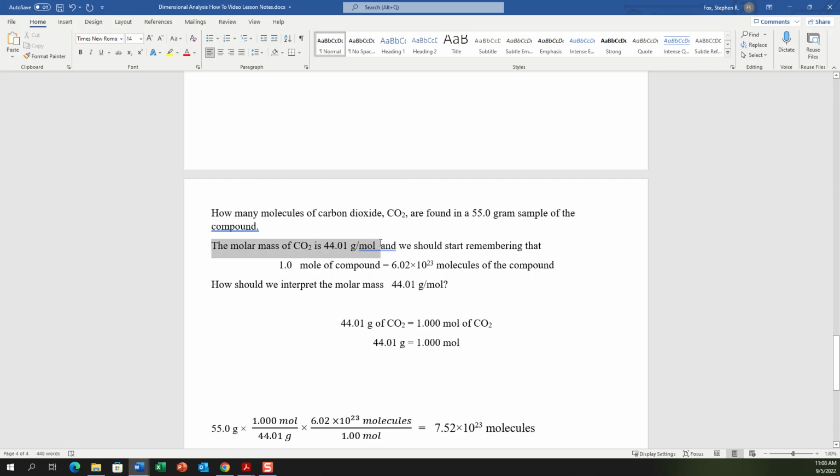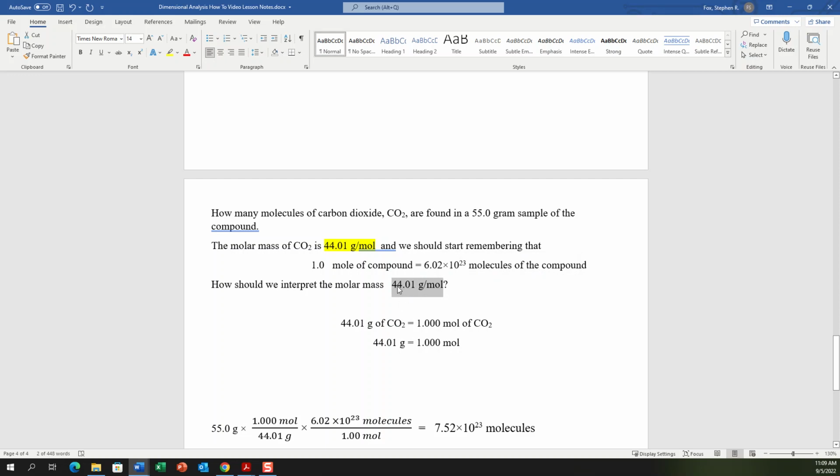We're given the molar mass. Eventually, we're going to learn how to calculate the molar mass of CO2, but they give it to us and it's 44.01 grams per mole. Now, the other thing we should understand is that 1 mole of a compound is equal to Avogadro's number of particles, so molecules of the compound. So we have an equality of moles and molecules, and molar mass gives us an equality of grams and moles.